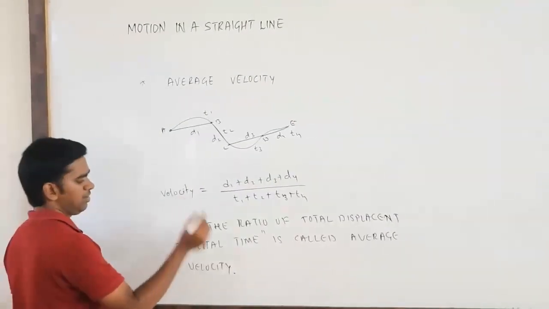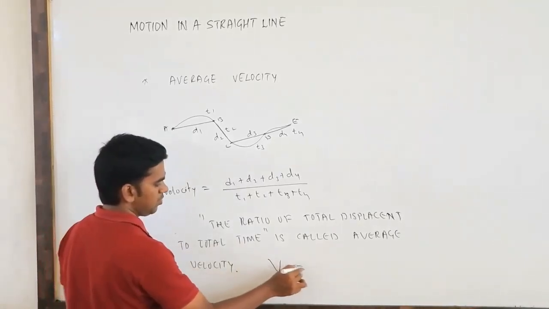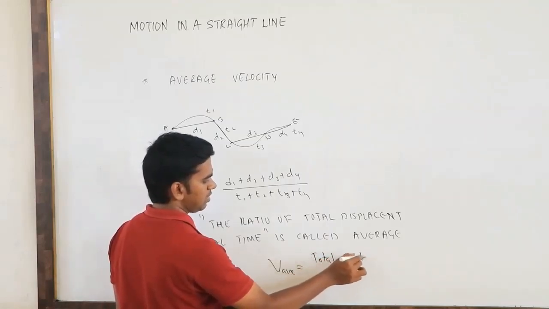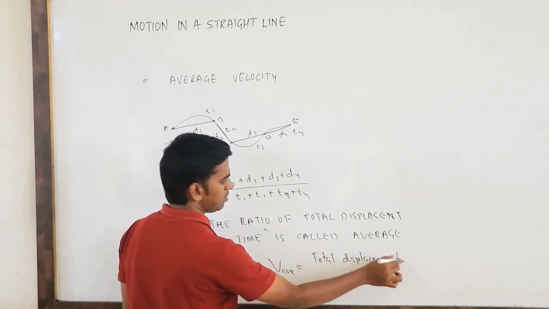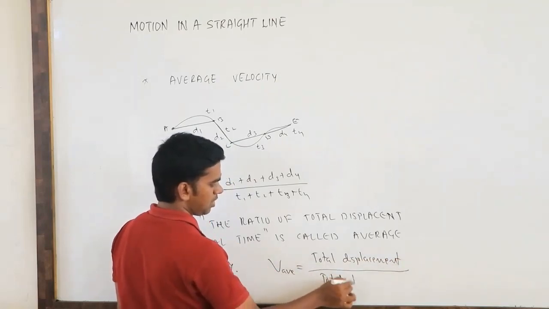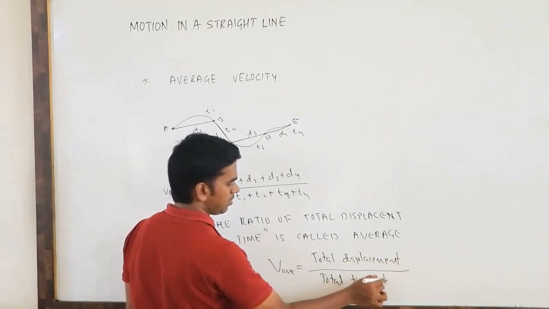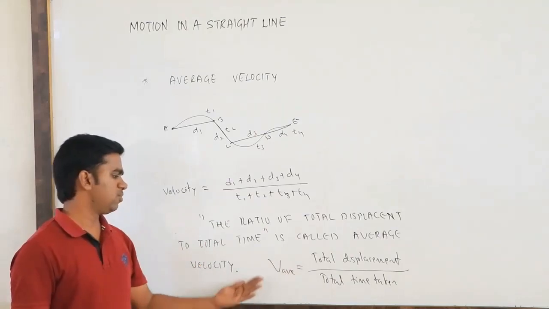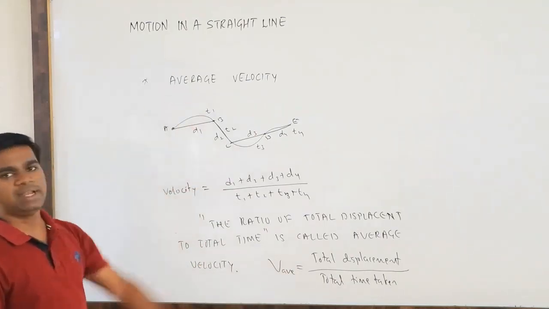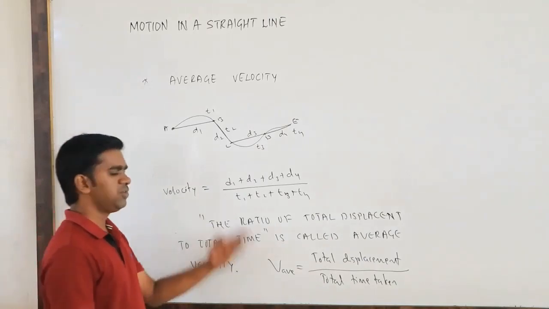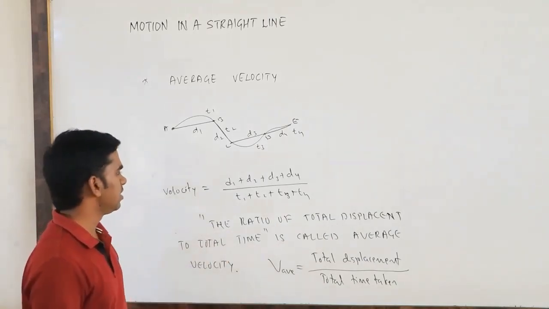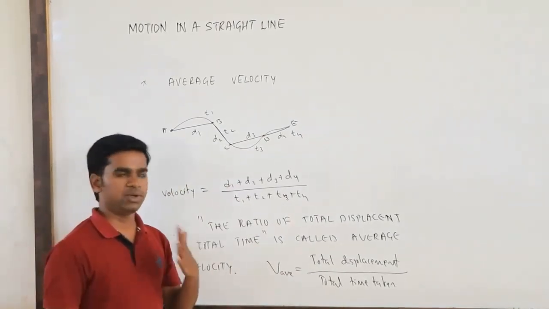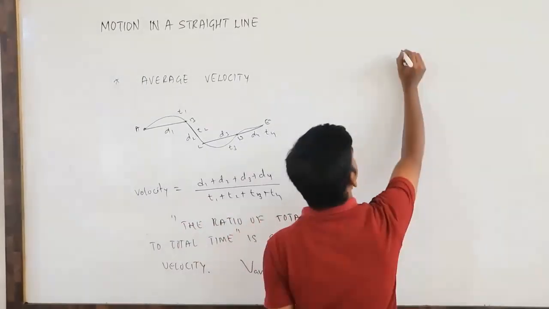Okay, so you can denote it by v average. v average is equal to total displacement divided by total time taken, or just total time. So total displacement to the total time, what do we call it? We call it average velocity. Okay, examples you have seen in speed. Again we will discuss and take some examples also, but as of now you remember: total displacement divided by total time.